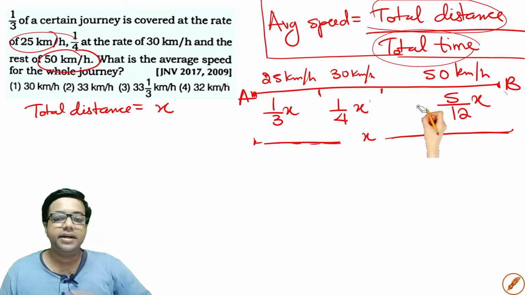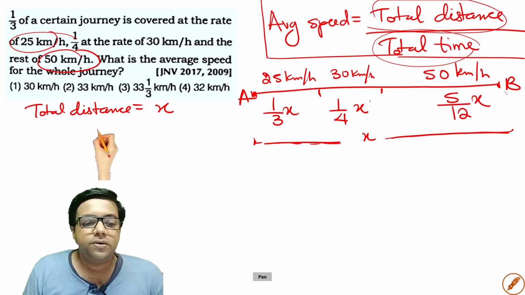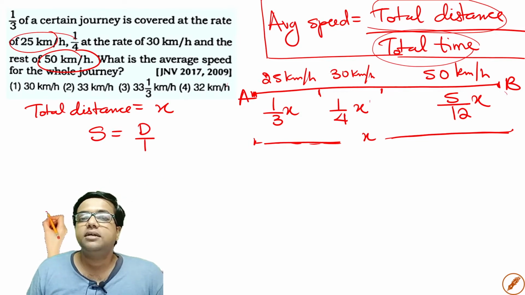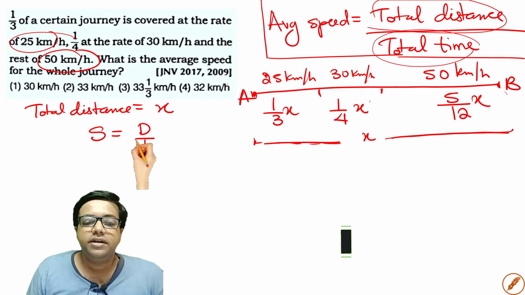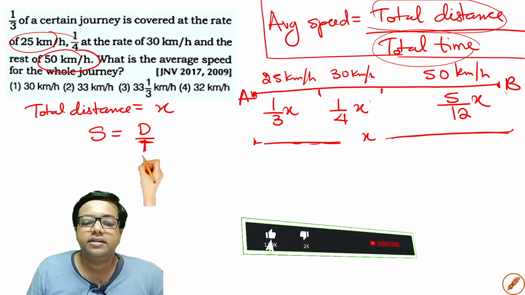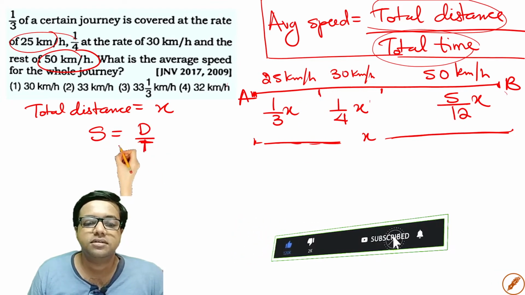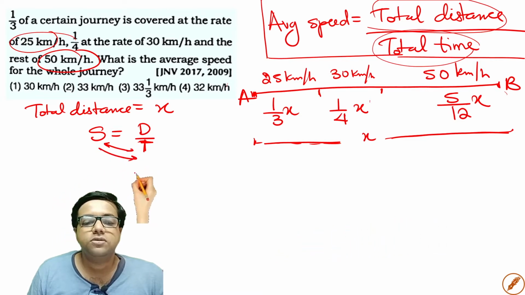So now we need to find the total time. We know speed is equal to distance by time taken. We need to find the time taken for each of these distances. So I will cross multiply t and I will cross multiply s also. So what will I get?